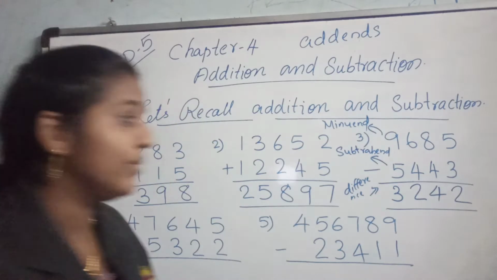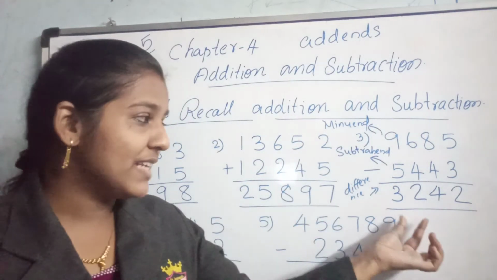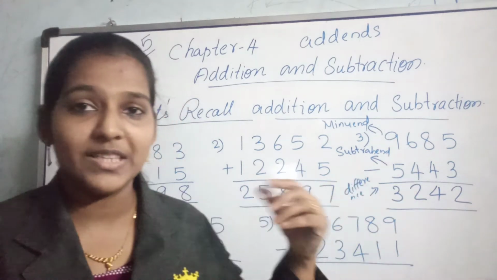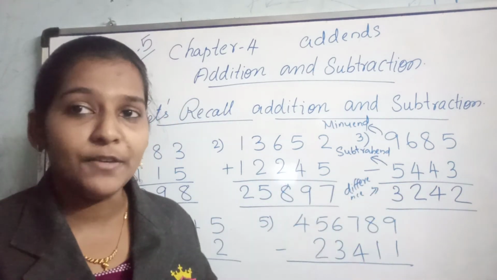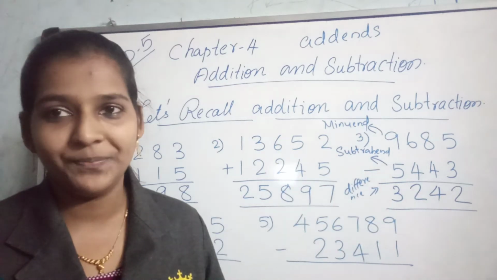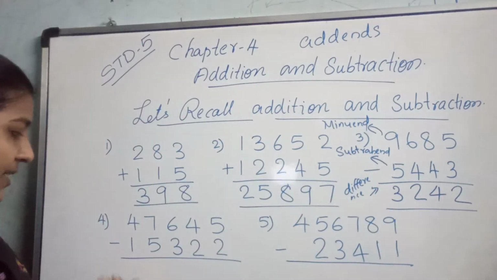3 numbers needed to make 5, 9. So 3 is the answer. Okay, so the answer is 3242. This answer is the difference of this subtraction. Okay, clear, children? Alright, so come to the next question.